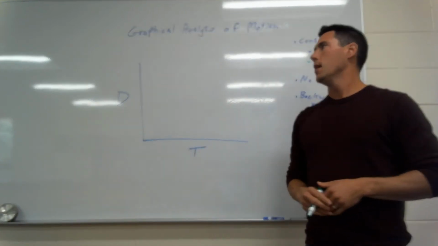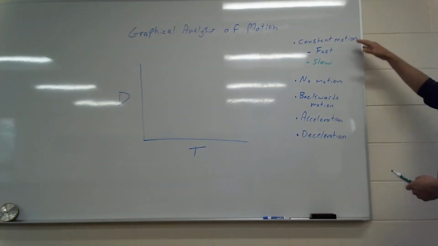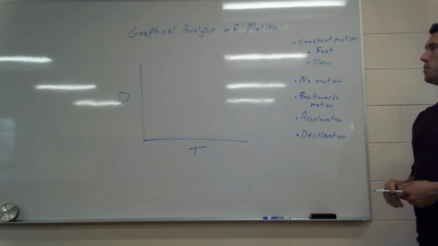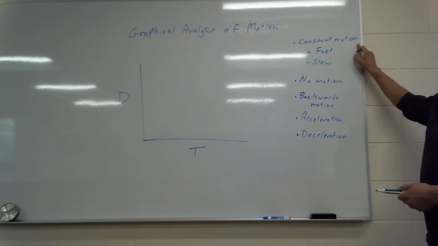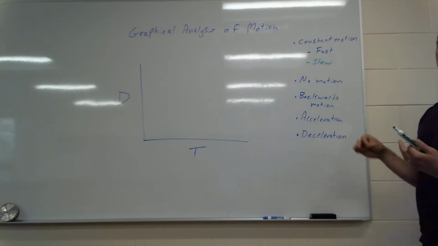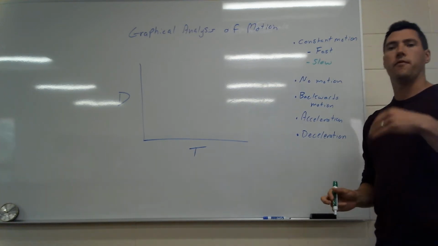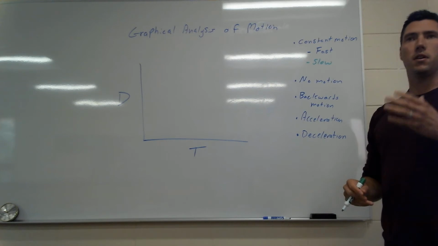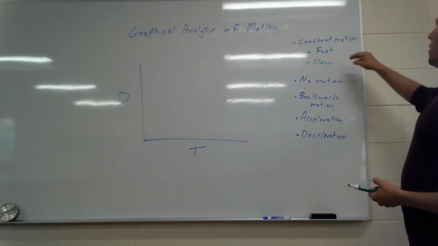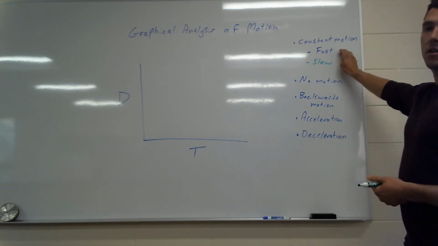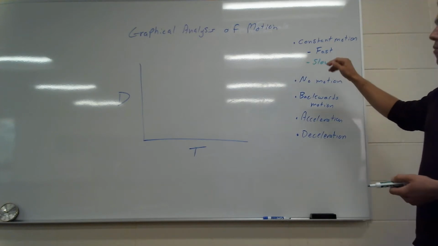We have 5 or 6 different kinds of motion that we can have. So I have a constant motion. Basically that means you're just going at the same speed. So if I'm going at 5 meters per second, that's again a constant speed. So we have constant motion. We can be fast in constant motion. We can be slow. We have no motion.